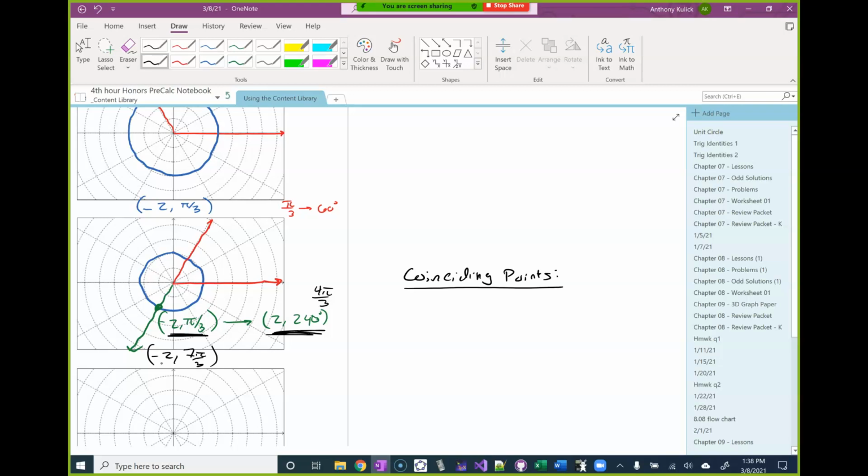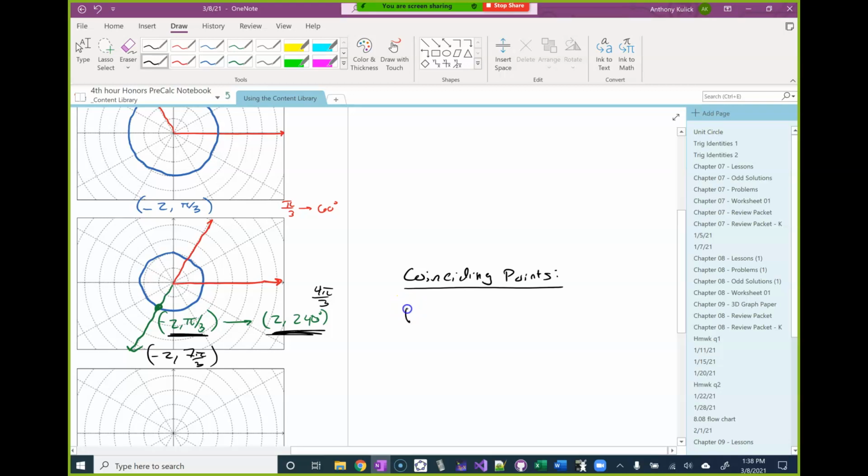So now there's 3 points that are coinciding. How many points do you think we can find that are coinciding like that? A lot. Infinitely many. Why? Because there's infinitely many coterminal angles, right? Everybody's okay with that?